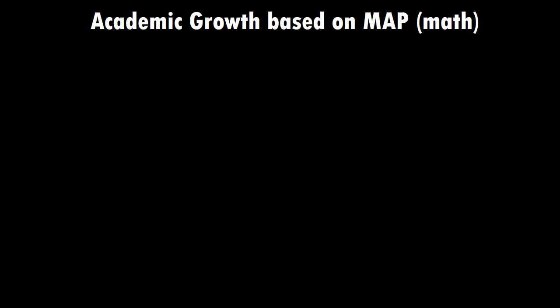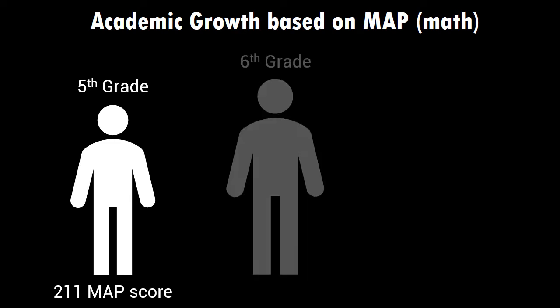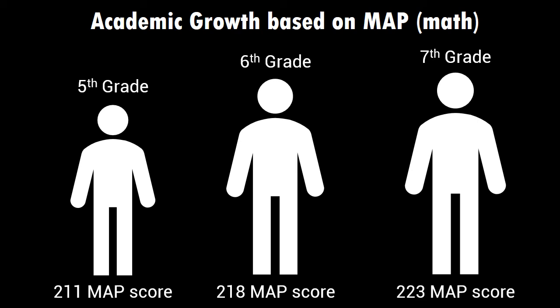And the same thing can be true about mathematics. There's a MAP test for mathematics. And so the same child in 5th grade scored a 211 RIT score on their MAP test. And so they would be within a percentile range of all 5th graders. The 6th grader on the same MAP assessment then scored a 218 RIT score. And so they would be within a percentile range of all sixth graders. And so the same seventh grader taking this MAP test, same assessment, now scores a 223 RIT score.